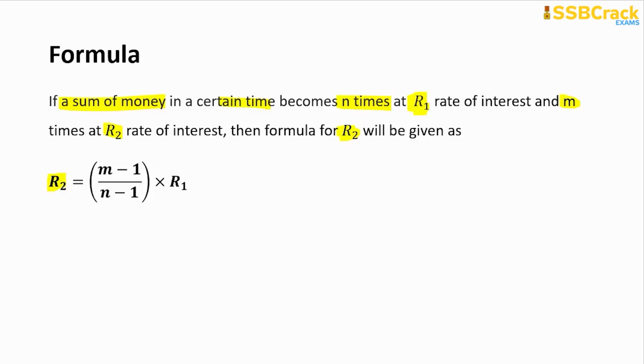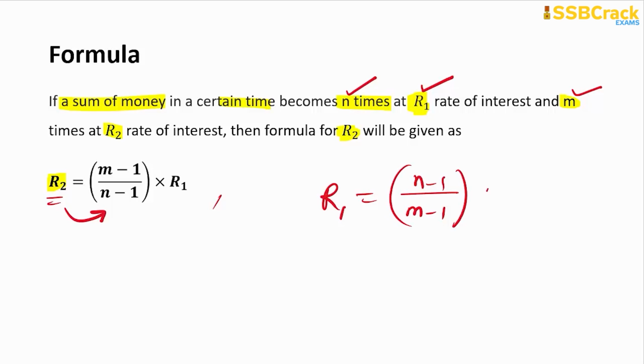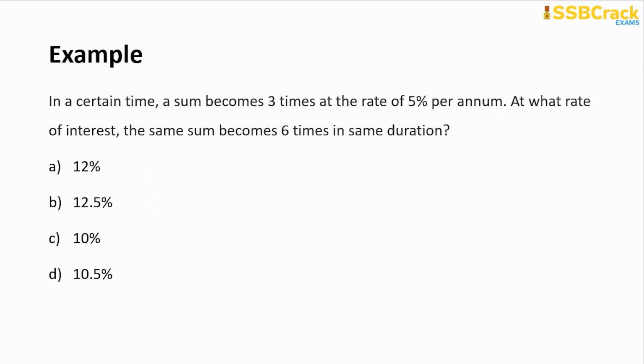When they give you the sum of money becoming n times and m times for different rates of interest, that is R1, R2, they give you one rate of interest and ask you about the other. So if they ask you about R2, then this is the formula. But if they ask you about R1, how will the formula be then? The formula will be (n minus 1) upon (m minus 1) multiplied by R2. Isn't it so simple? So let's check an example. By reading, you shall understand which formula applies, whether the time period formula or the rate of interest formula. When they give you a question for the same time period, then they ask you about rates.